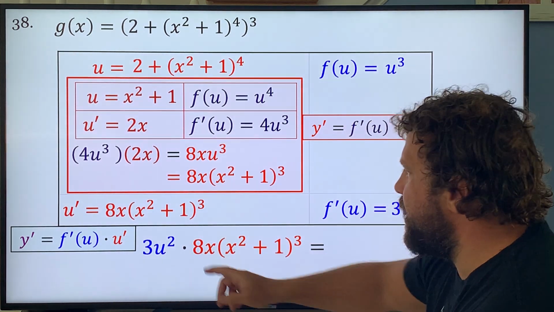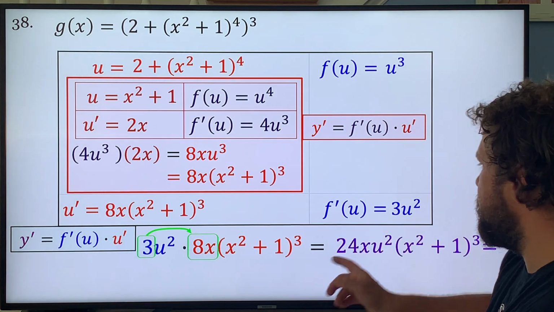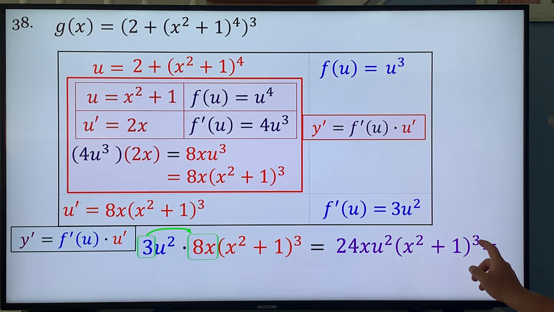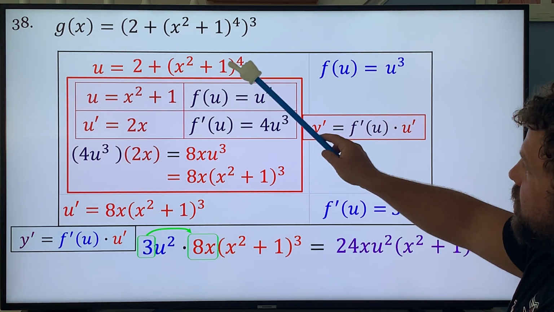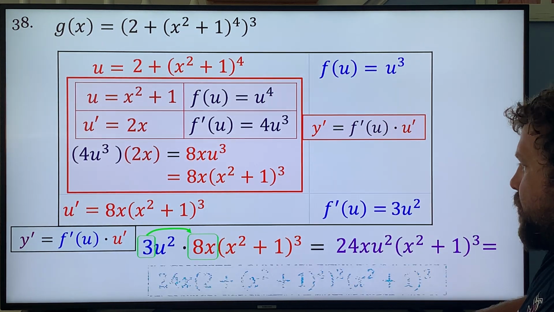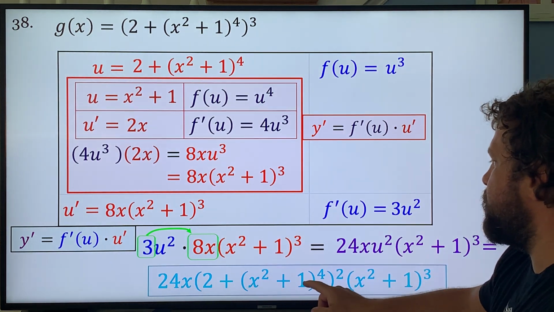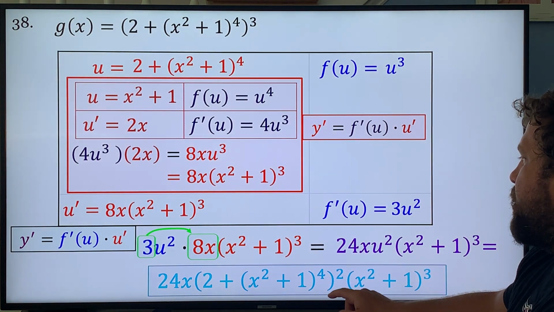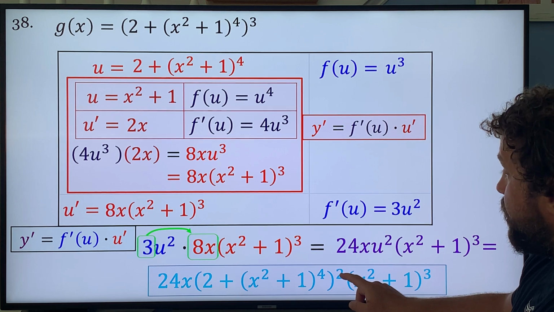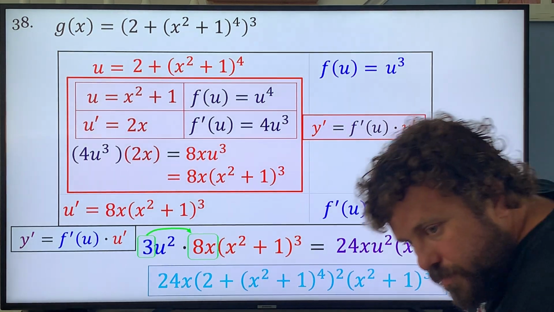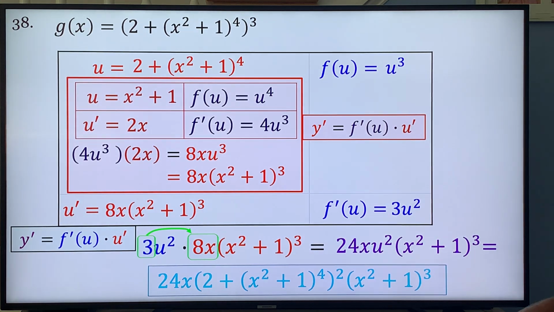3 times 8x is 24x. U squared, x squared plus 1 to the third power squared. Take my original u and plug it back in. 24x, 2 plus x squared plus 1 to the fourth power, that whole thing squared, x squared plus 1 to the third. All right.